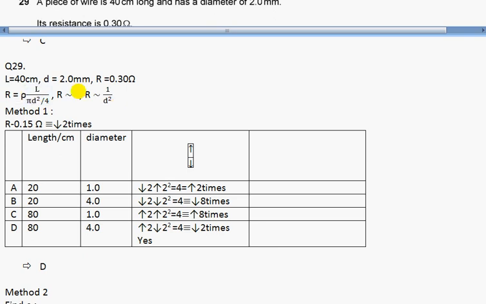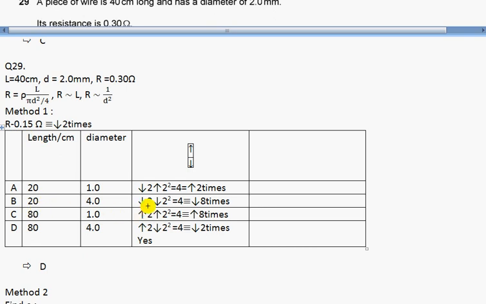So this is information about our resistor, and we should find a piece of wire with 2 times less resistance. Let's see what happens. A: length is 2 times less, so resistance decreased 2 times. Diameter is 2 times less, so resistance increased 2 squared, 4 times. We have 2 at the numerator, 4 at the denominator, so it should increase 2 times. Wrong, because we need to decrease 2 times, because we need something with resistance 0.15.